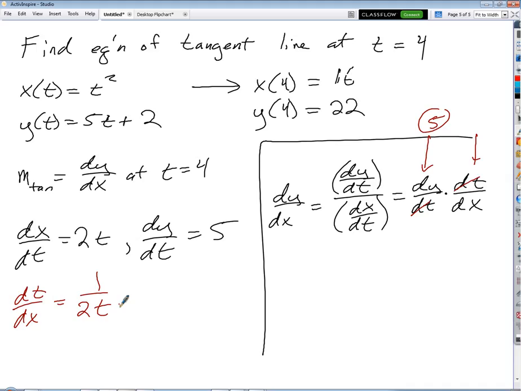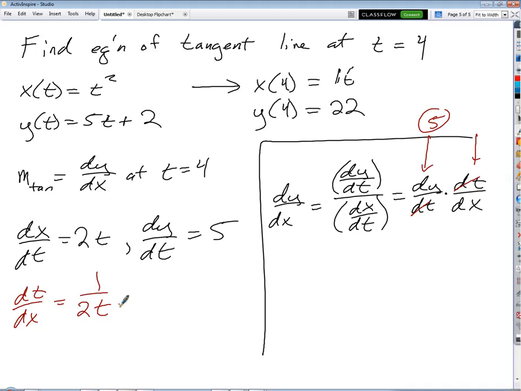Now, does that make sense though? If I flip a rate, let's think about this in terms of the clock example we had. Remember, the rate of change of the second hand with respect to the minute hand, ds/dm, was 60, right? Because the second hand went around 60 times in the time it took the minute hand to go around once. What is the rate of change of the minute hand with respect to the second hand? It's 1/60th, and that makes sense, doesn't it?